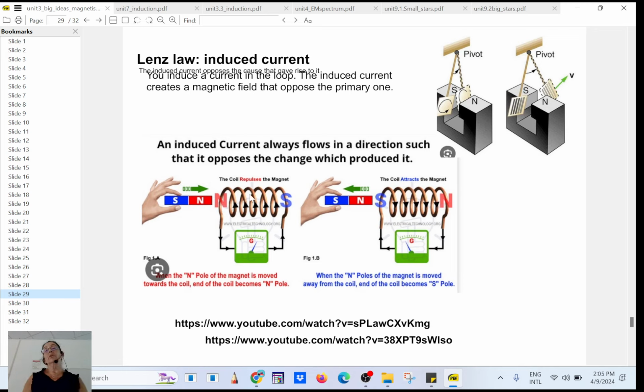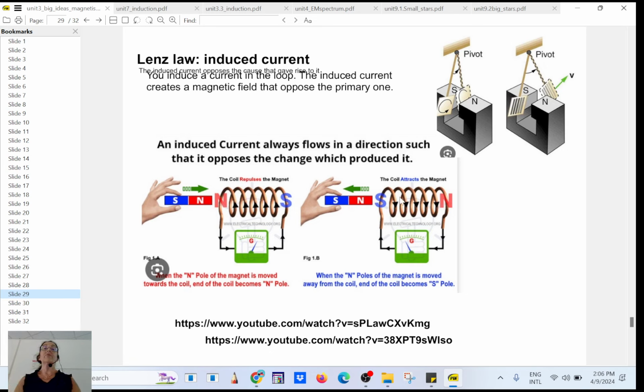So the current here is going to flow in such a way that it's going to show the north here. So that side will be north. That way, it's going to say, slow down, slow down. I don't want you. No, no, don't get near me. And then if you change your mind, you're going to pull the magnet away.